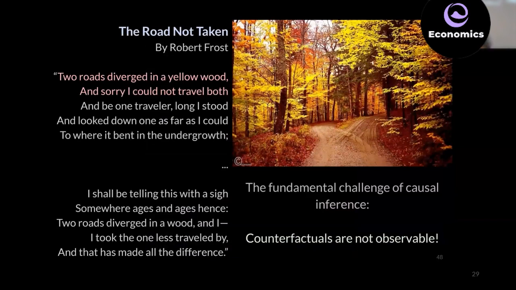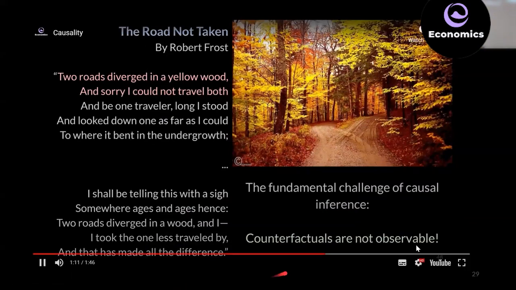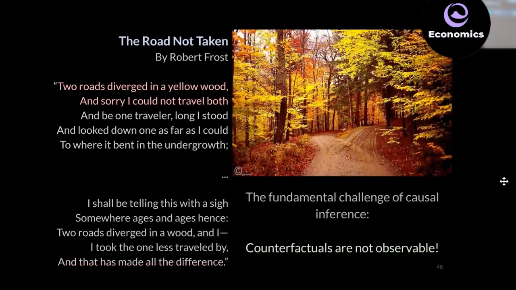As Robert Frost described in his celebrated poem, The Road Not Taken, two roads diverged in a yellow wood, and sorry I could not travel both. Whichever road that traveler took leads to a unique path and an outcome. It is possible that choice made no difference in things we care about. But it is also possible that the choice made all the difference years later. And so, by how much? The poem highlights a fundamental challenge of causal inference, which is that the counterfactual is not observable.